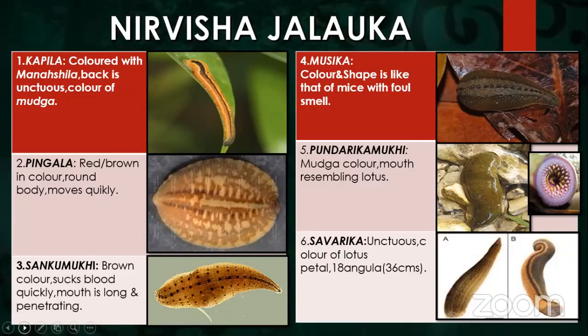Sixth one is Savarika. Savarika is unctuous and its color resembles the color of a petal, and the most important thing is it is 18 angula in length. It is 36 centimeters in length. So we have seen Kapila, Pingala, Shankamuki, Mushika, Pundarikamuki, and Savarika. These all are non-Visha Jaloka. Next slide.